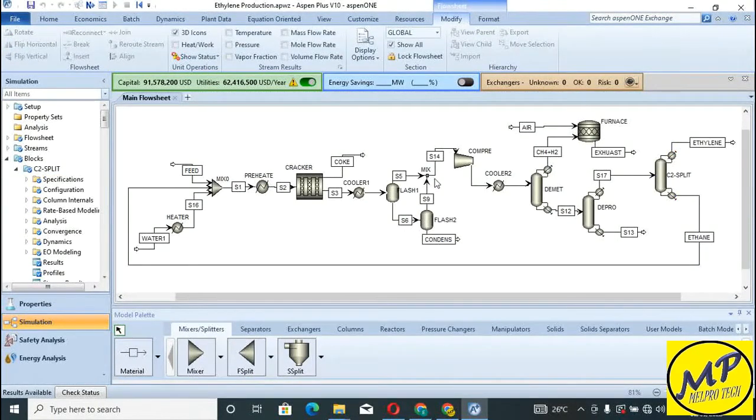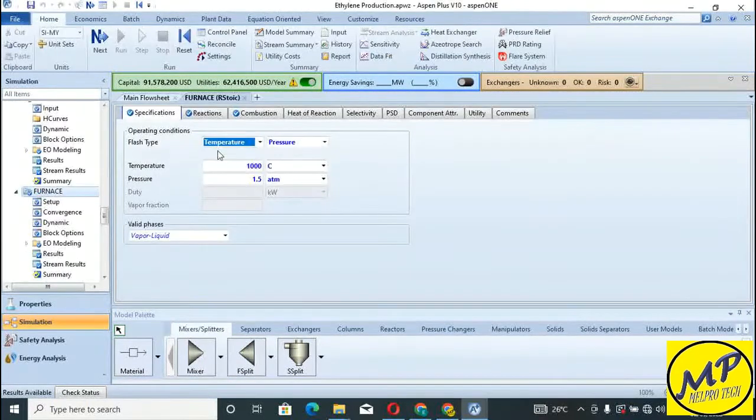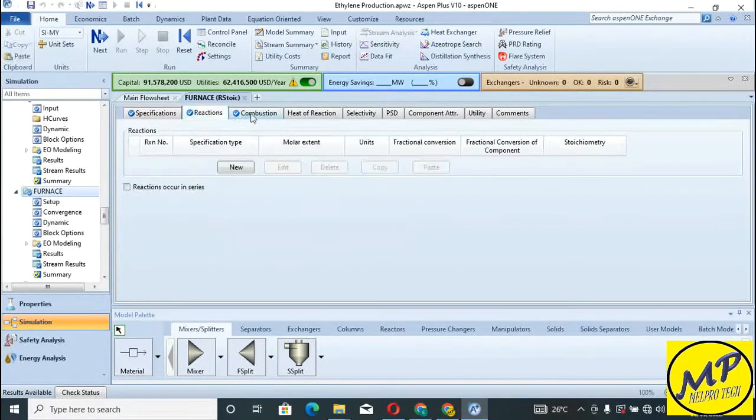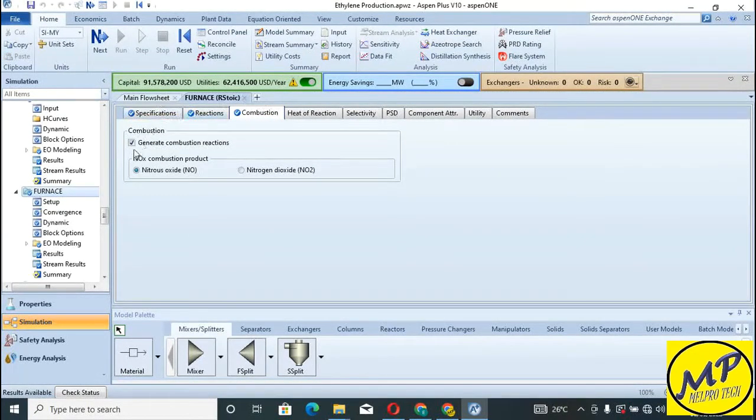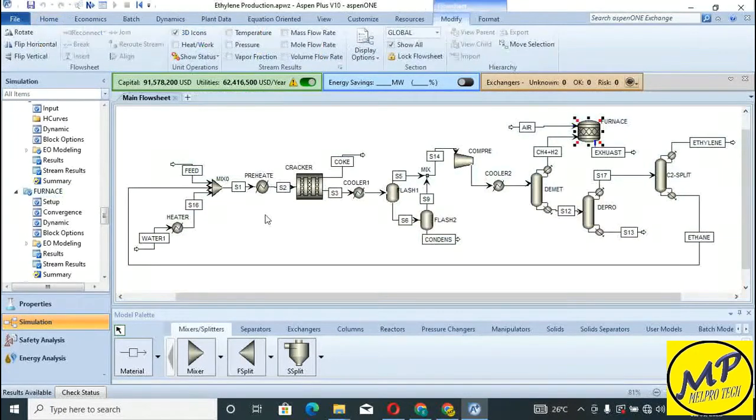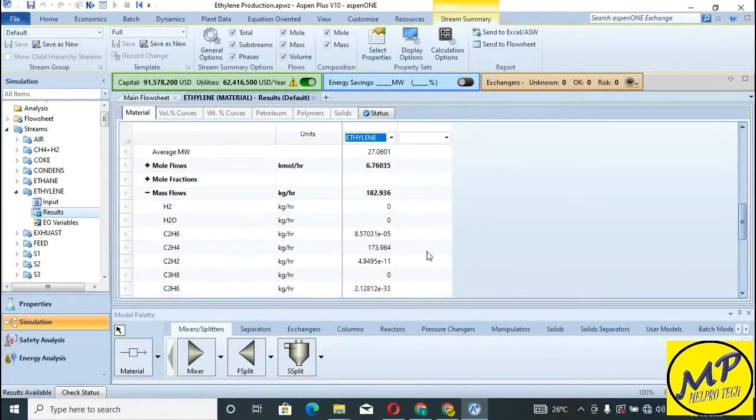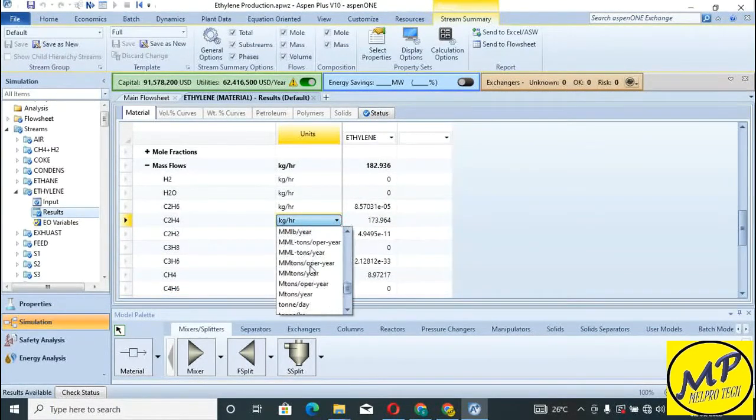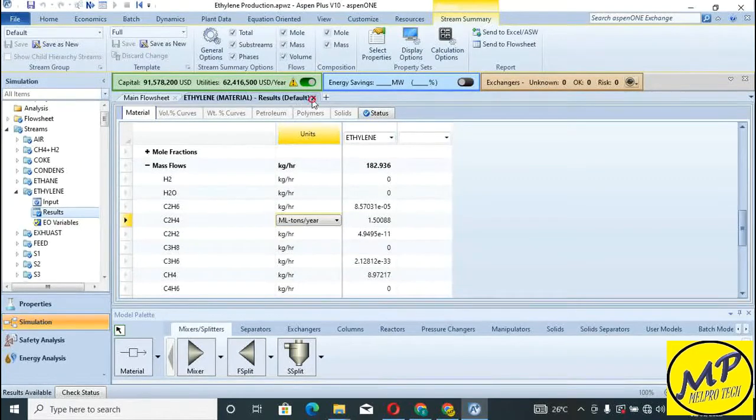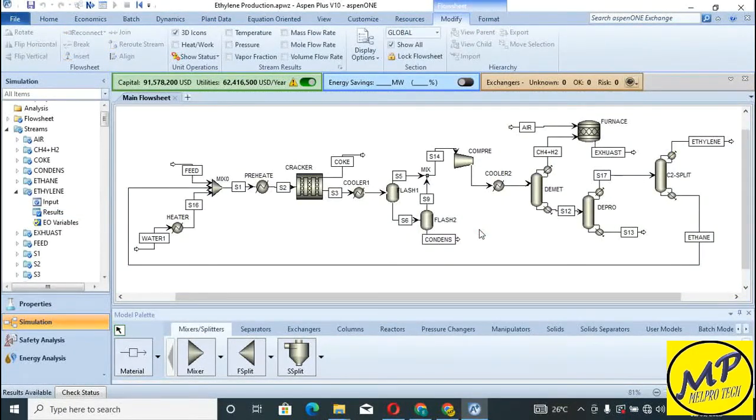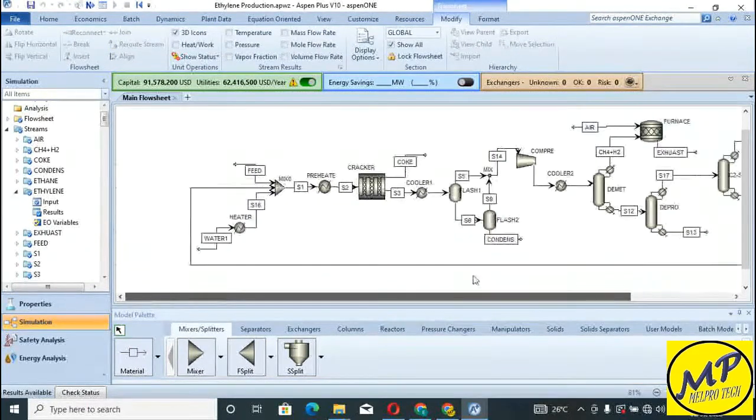Okay. And then the furnace. This is the parameter for the furnace. Then the combustion equation. The tick displace. So our ethylene produced. Amount of ethylene produced. Then that is for this.